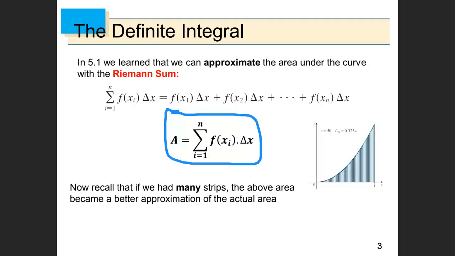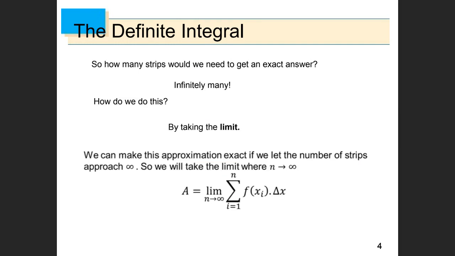Now remember that the area that we approximated becomes much better if we have many strips. So if we try to have as many strips as possible, the more the strips, the better the approximation of the area. And now this brings us to this question: how many strips do we actually need exactly, to get an exact answer?